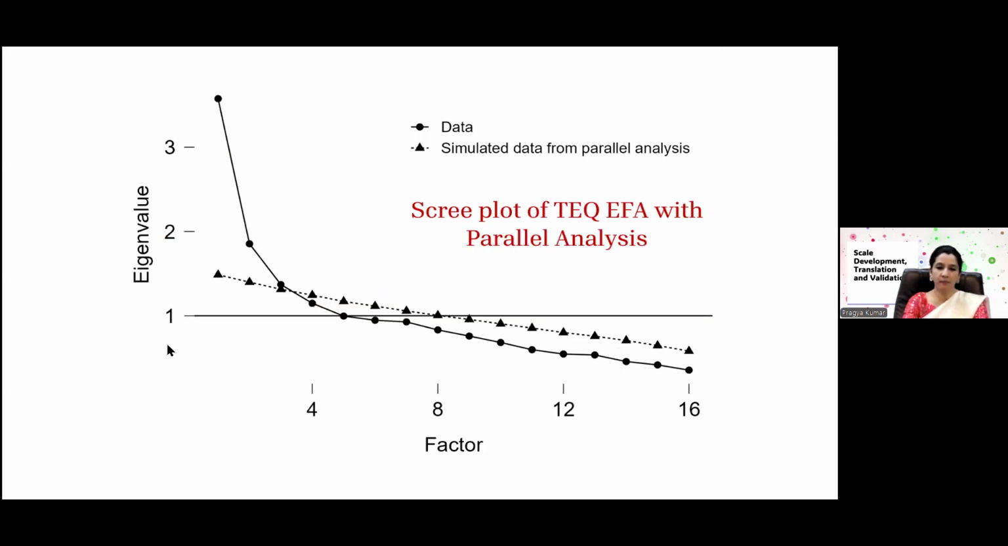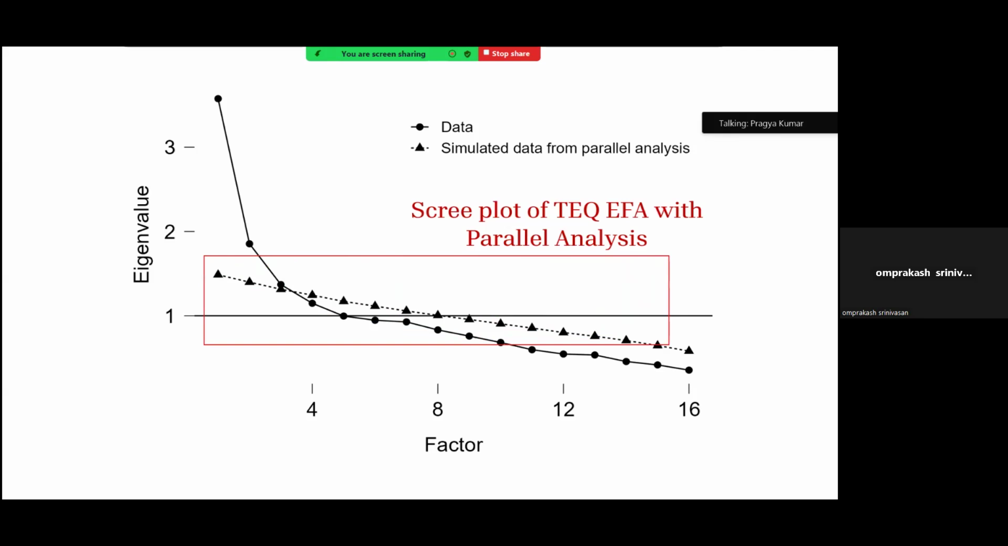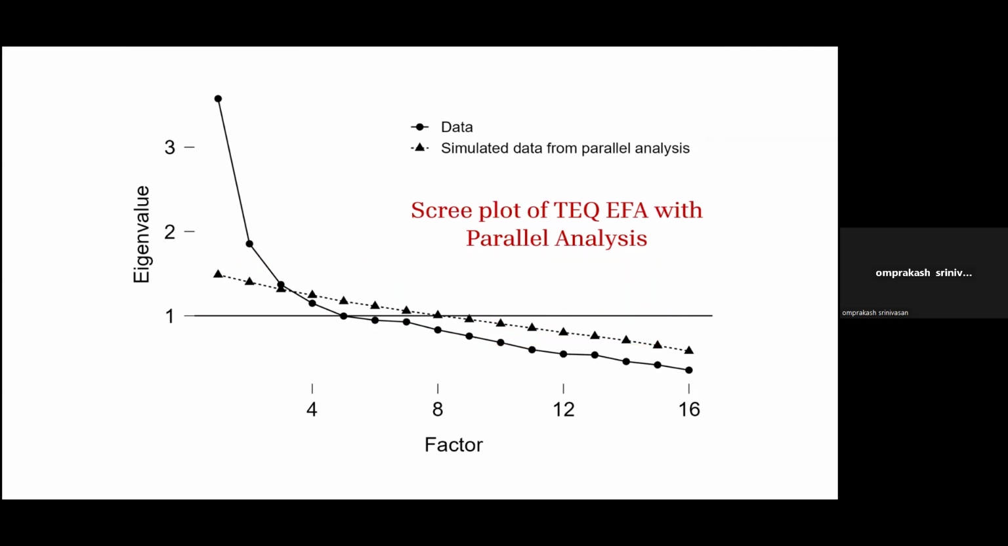This is a graph which we have produced on the data which we received from you people. This is a scree plot of TQ-EFA with parallel analysis. So what is this in the background? Can someone say? It is the random data analysis, which shows where we can take the cutoff.